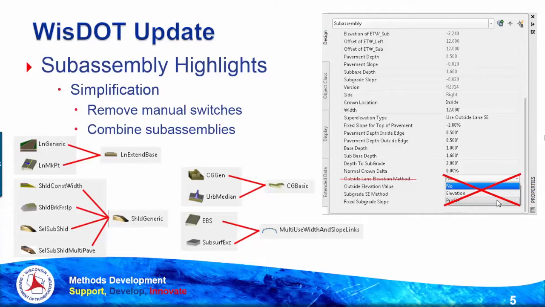Instead, we've built the new subassembly so that if you target something, well, you must want to use it for something, right? You don't have to go and tell Civil 3D twice that you want to target a profile. You don't have to flip a switch in the properties and then go ahead and target. Just target it. If you target the profile, then the subassembly will find it and it will use the profile.